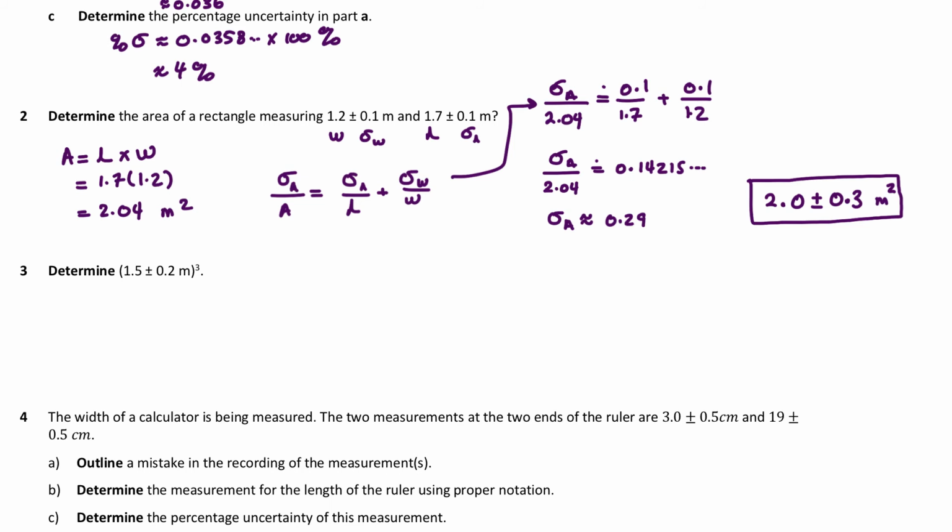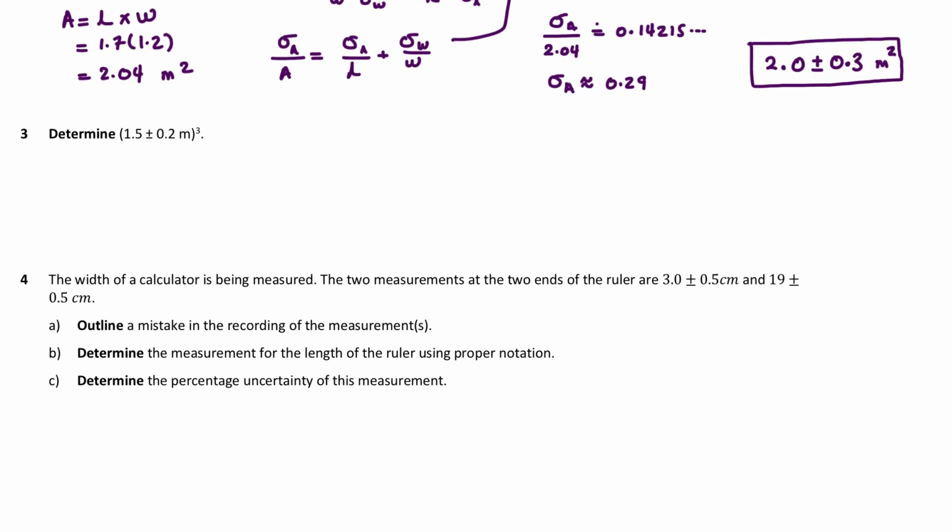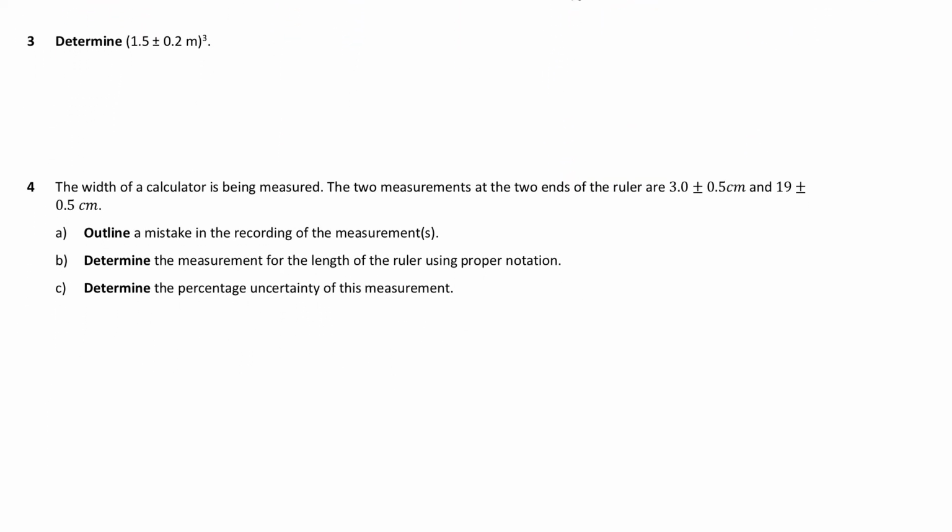In the next question, we're asked to determine the value of 1.5 plus or minus 0.2 meters cubed. So it's just kind of like taking a volume of a cube. And basically it means that we're multiplying the length by itself 3 times. So let's do that. I'm going to say that length here is equal to 1.5 and the uncertainty of length is equal to 0.2. And let's assume that we're finding the volume at the end.